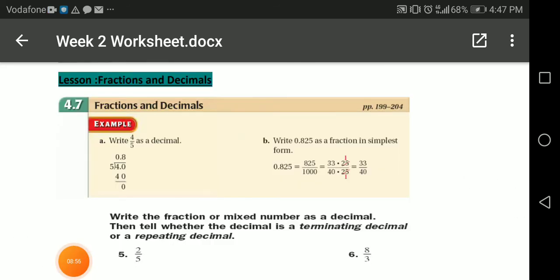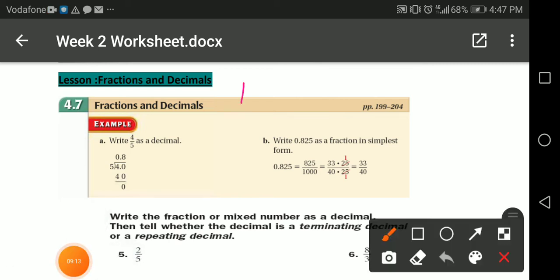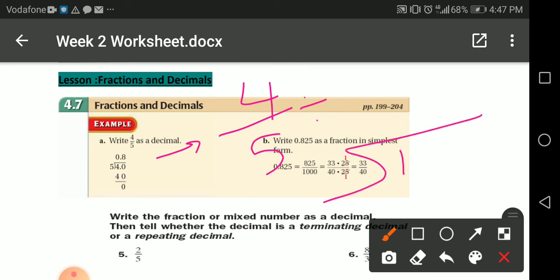Now we're going to have a lesson on fractions and decimals. Okay, lesson 7 in chapter 4. He asks me here to write 4/5 as a decimal. How can we do it? Remember, when I say 4 over 5 or 4/5, this fraction means division. 4 divided by 5.